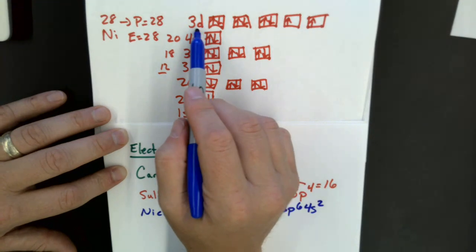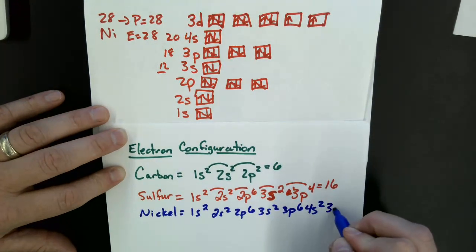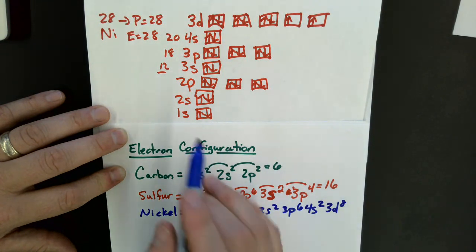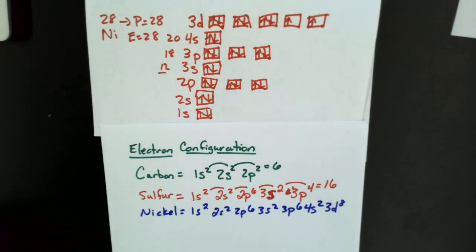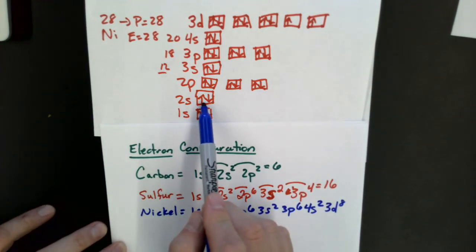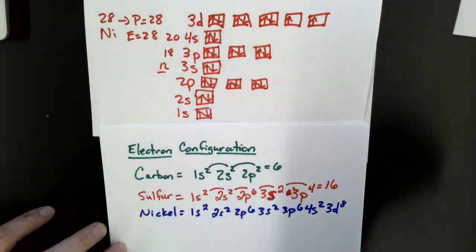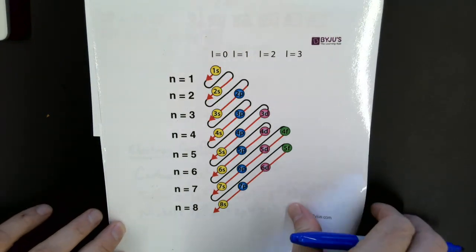Now we get up to 3d, and we have 1, 2, 3, 4, 5, 6, 7, 8, 3d8. And again, if we added them all up, it would get us to the 28 number that we needed for nickel. So all electron configuration is writing out the level and the number of electrons that go in each one of those levels. And so 1s2, 2s2, 2p6, 3s2, 3p6, 4s2, 3d8, and all of those are just following the chart, alphabetical set for us to understand what's going on.